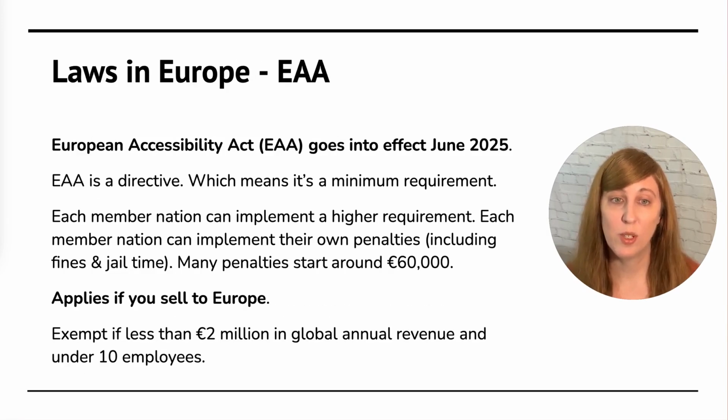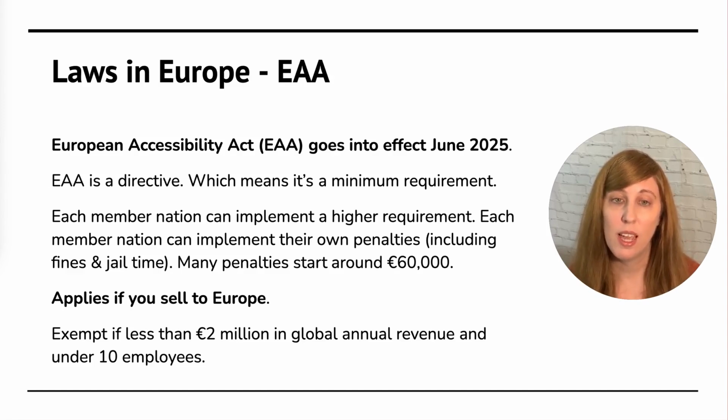Now let's get into the big law that's coming out in Europe in June of 2025. This is the European Accessibility Act. It is a directive and it affects private companies. This is a minimum requirement. Each member nation can implement a higher requirement than the minimum in the EAA. Several countries in their implementation of the EAA have included fines and jail time. A number of the penalties start at around 60,000 euros.